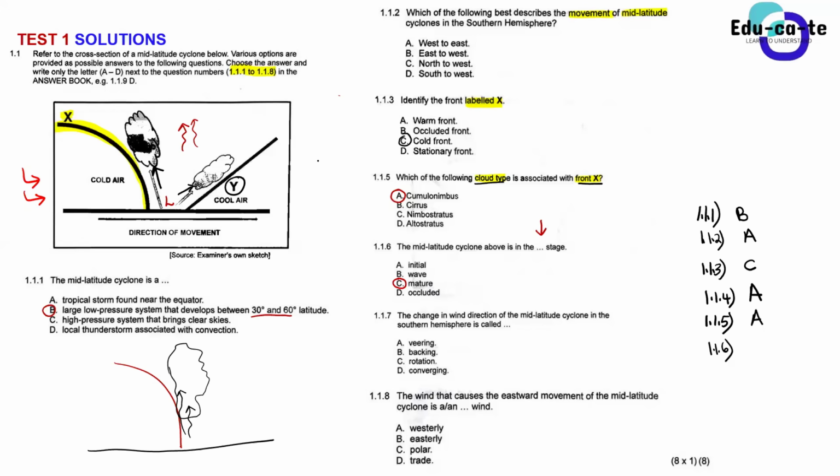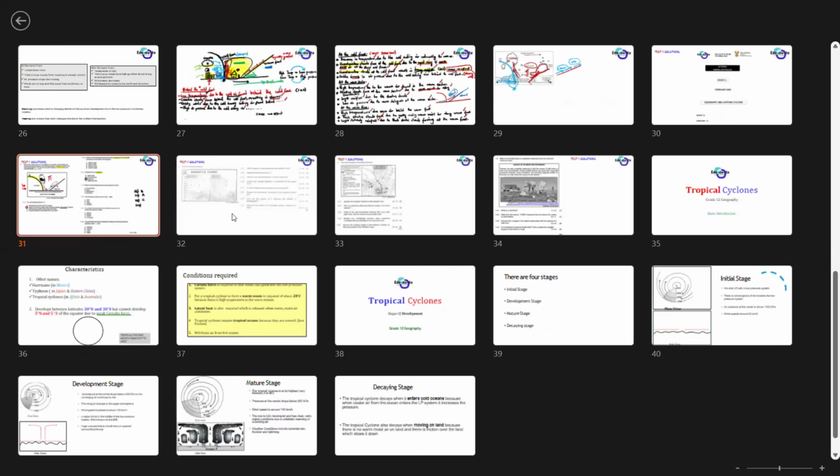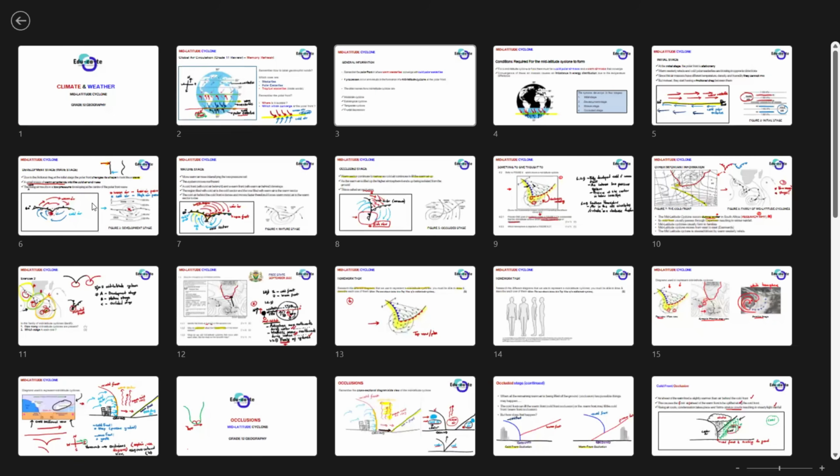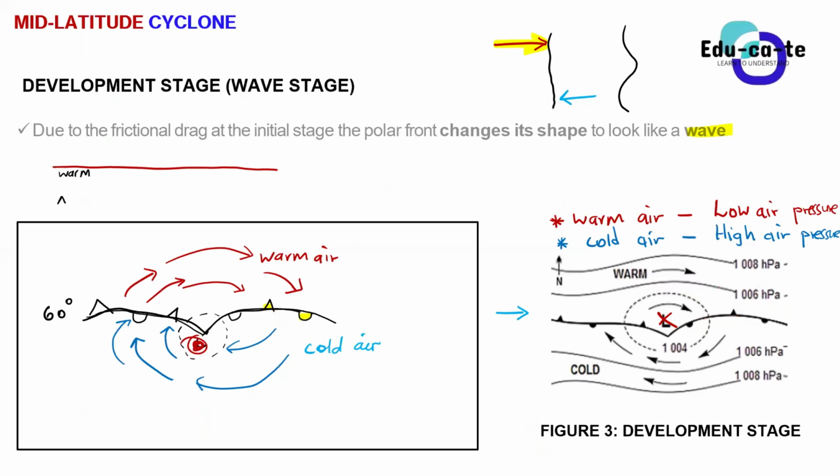But when we're at the wave stage of a mid-latitude cyclone, if I can just rewind you guys based on the lessons that we have done: when we did the development stage of a mid-latitude cyclone, we didn't really have a cold front, we didn't really have a warm front. That is why we didn't really have a warm sector and a cold sector.